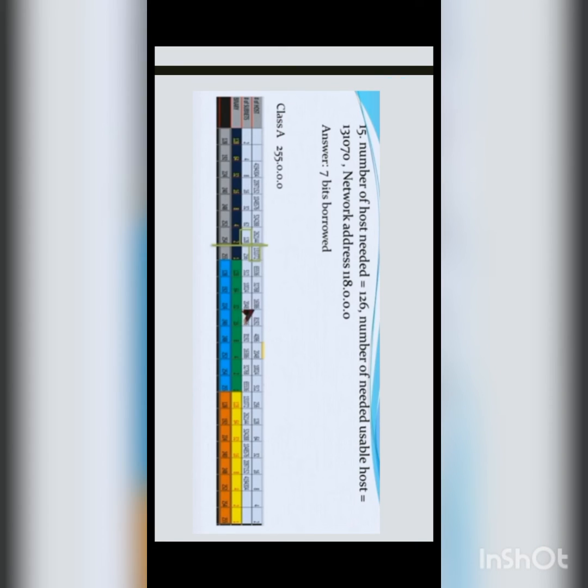Number 15. Number of hosts needed is equal to 126. Number of needed usable hosts is 131070. And the network address is 118.0.0.0. So the answer is 7 bits borrowed.